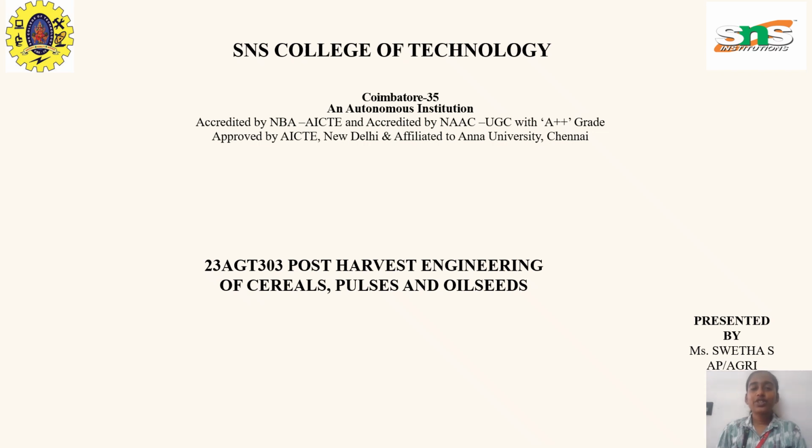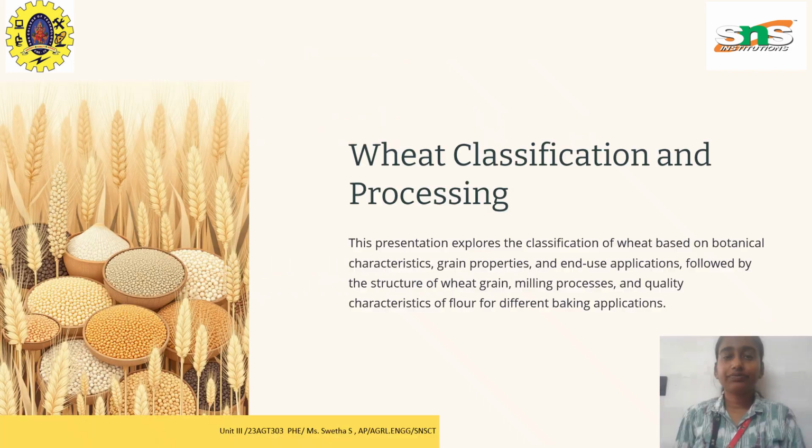Today we are going to see about wheat, what are the steps done in wheat milling, and what are the byproducts. Okay, wheat classification and processing. This PPT explores the classification of wheat based on botanical characteristics, grain properties and the climate, end quality, how the processing of milling happens, and what are the factors affecting the baking.